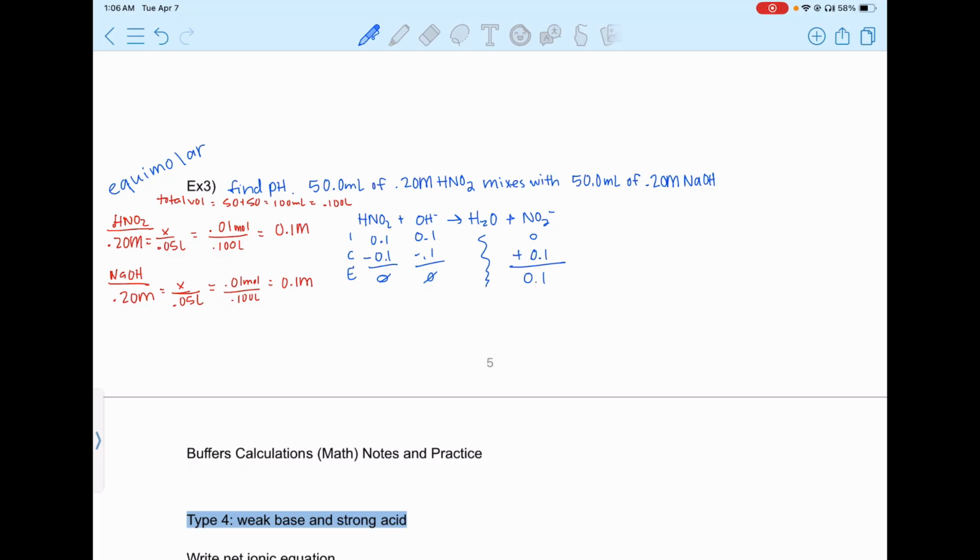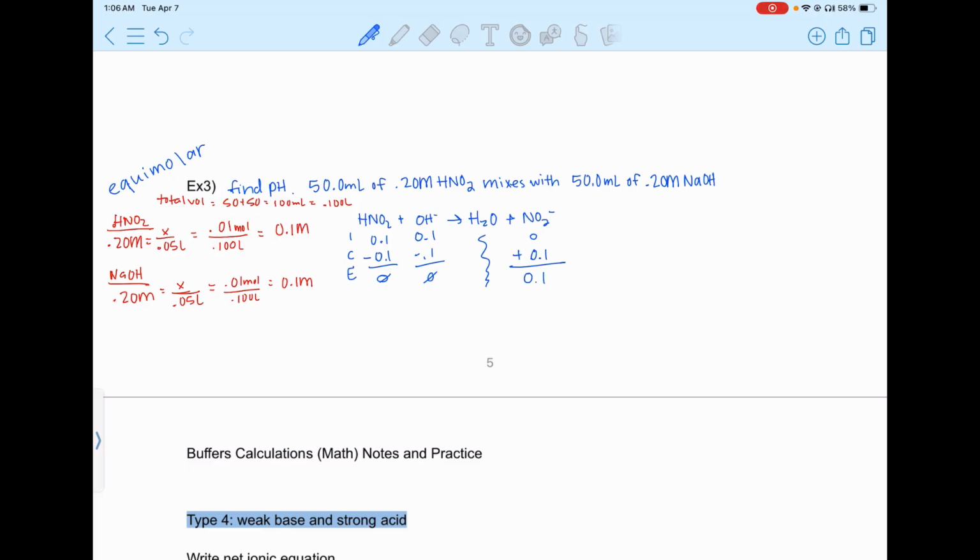So here's where it gets a little tricky. Now I'm going to have to set up a new ICE table because at this point, the only thing floating around right inside our beaker is conjugate base and water. There's nothing else in there. So what's going to happen? How is that conjugate base going to react with water, since those are the only two species left?